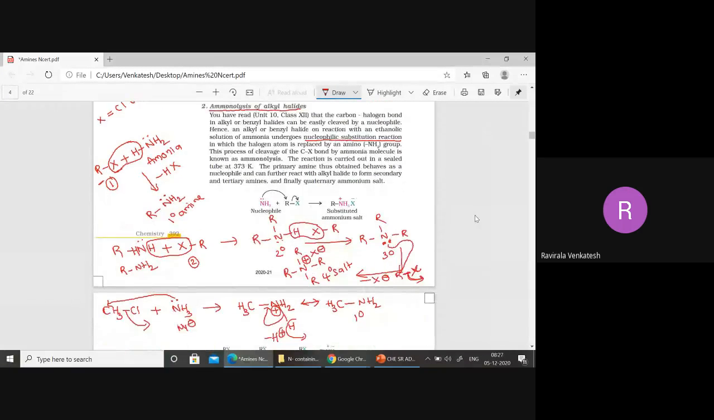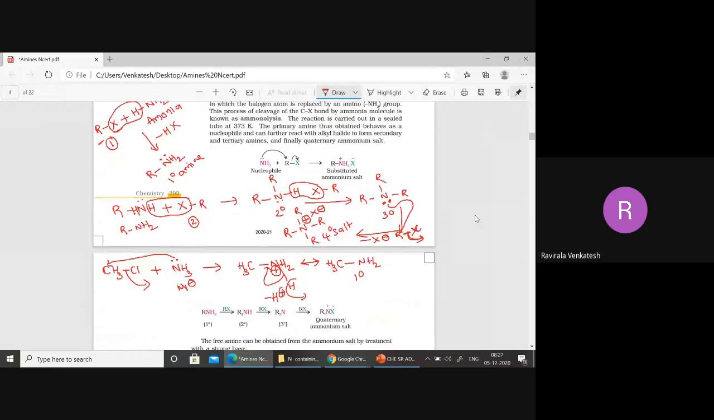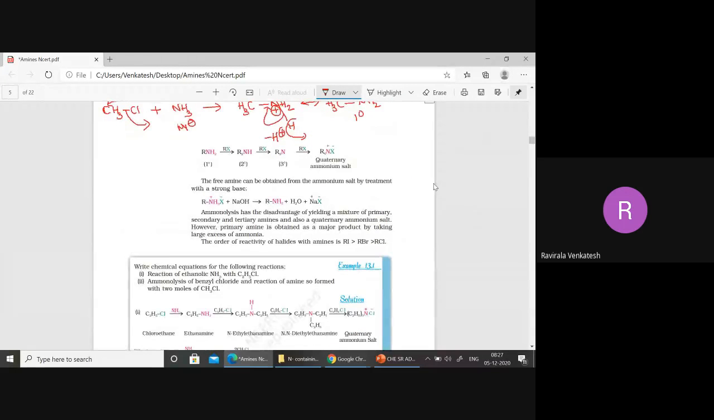Next, if you observe, how many types are we getting here? Primary, secondary, tertiary, and finally quaternary salts. First mole of alkyl halide gives primary, second mole gives secondary, third mole gives tertiary, and so on. Only 3 moles are required here, sorry, because already one alkyl group is there. So 3 moles are required actually.